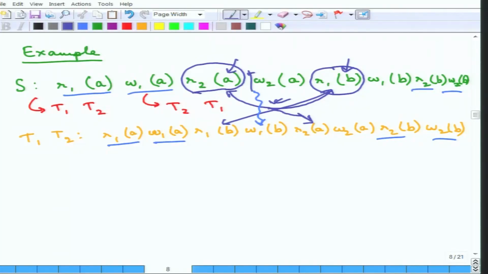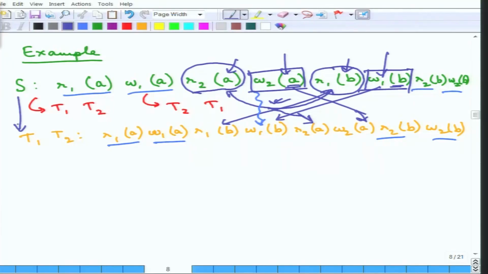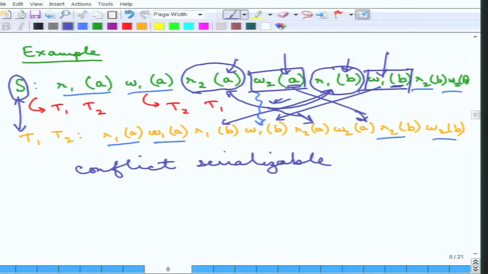And how about these two? These two have also been swapped. W2A has been swapped with W1B, because W1B is coming here and W2A is coming here. Are these two non-conflicting? Again, yes, because these two are on a separate data item. So that means that S and T1 T2 are equivalent. That means S is conflict serializable. So the answer is S is conflict serializable. There is no problem with S as far as database consistency is concerned.